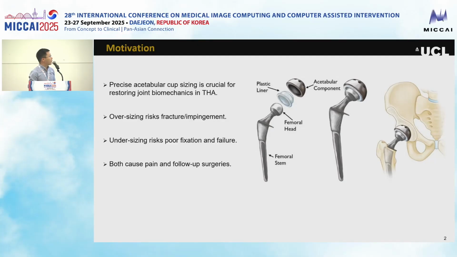In THA, the precise acetabular cup size is critical as it influences the initial implant stability, long-term survivorship, and the restoration of hip joint kinematics. Both oversizing and downsizing will cause patient pain and follow-up surgeries, such as revision surgery. Oversizing causes bone fracture and impingement, and downsizing causes poor implant fixation and failure.